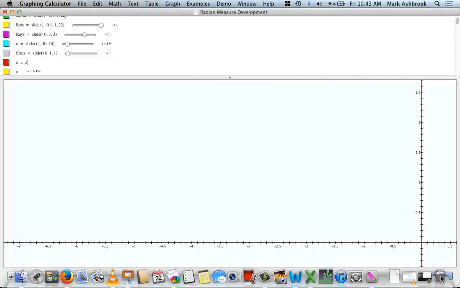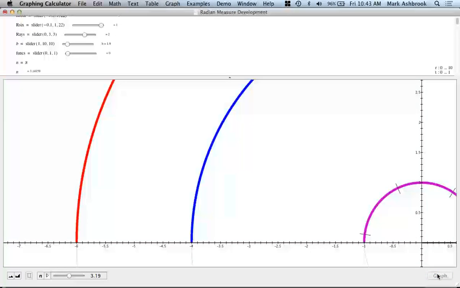3.14159. So if I set it equal to pi, look what happens. Okay, so now I've set it equal to, so ignore the scale. I just set n equal to pi, and that gets us exactly halfway around the circle. So that's what the number pi means. It's how many radius lengths it takes to get exactly halfway around the circle.